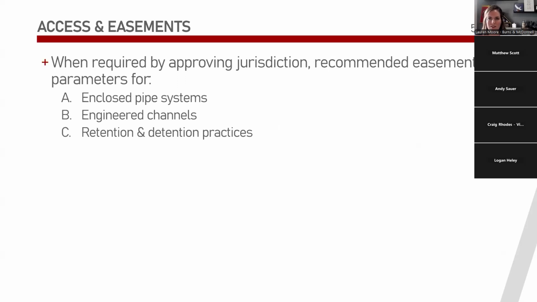We do cover access and easements in this section. So formerly this was addressed sometimes within like the conveyance section, and some were silent on it altogether, but really easements and access comes down to some jurisdiction specific requirements. But we wanted to provide some guidelines for easement parameters for these different components of the storm drainage system, if those are used or if the jurisdiction is silent on it.